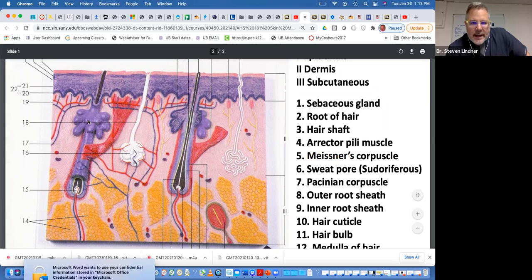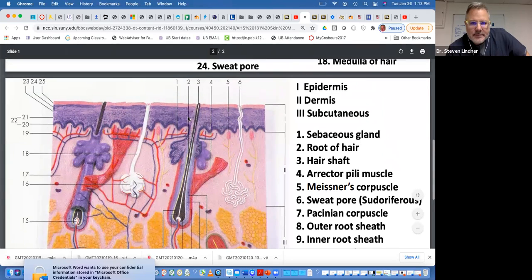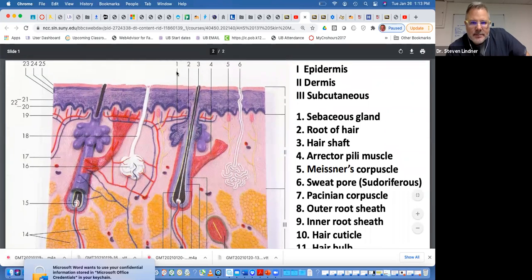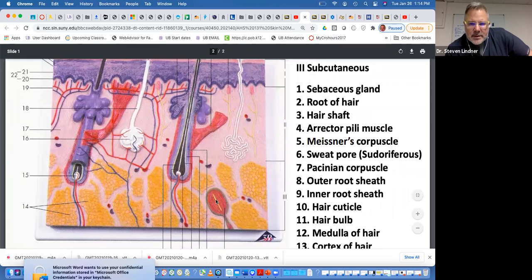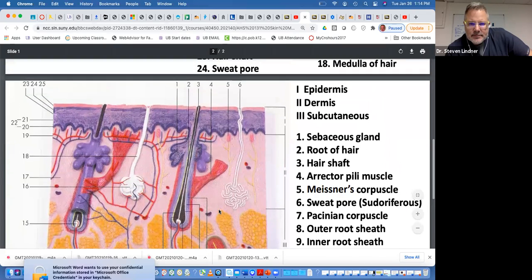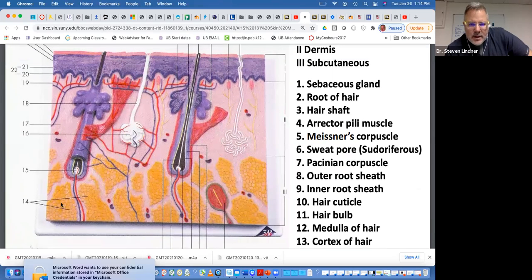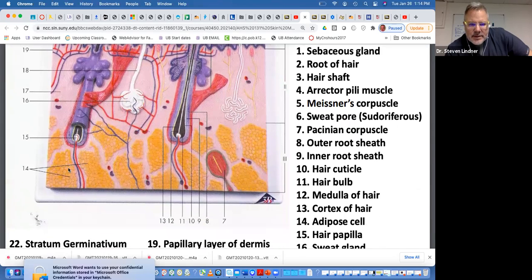Here, this purple and this purple, they're the same. This is whole, this has a slice through it. So this is your oil gland, known as your sebaceous gland, and this is your oil gland, known as your sebaceous gland. See number 1, sebaceous. Here's your erector pili muscle. That's number 4, erector pili muscle. There's your Pacinian corpuscle, number 7. Here's your number 5, your Meissner's corpuscle for light touch. Number 14, the yellow, that's your fat or adipose cells.